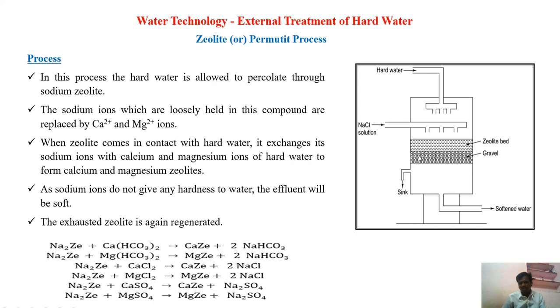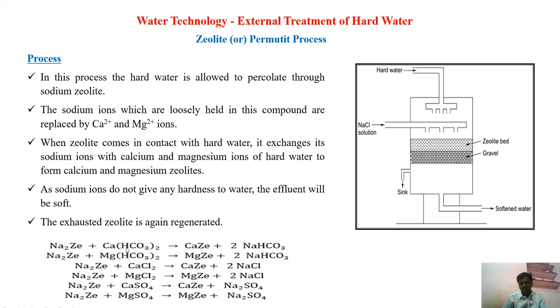So all the spots in the zeolite bed are now exchanged with the calcium and magnesium ions. That means all the sodium ions present in the zeolite bed are exchanged with the calcium or magnesium ions present in the hot water. So all sodium ions are given out, and the zeolite is saturated with calcium or magnesium ions from the hot water. That reaction is given here.